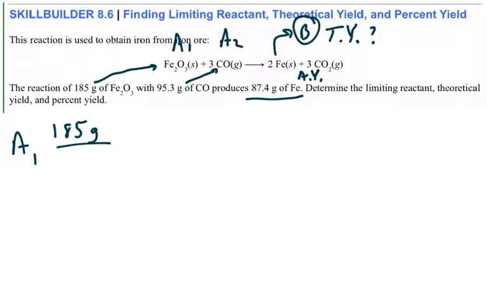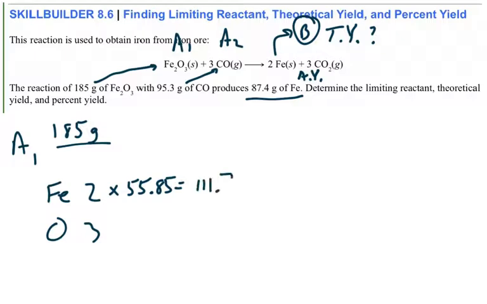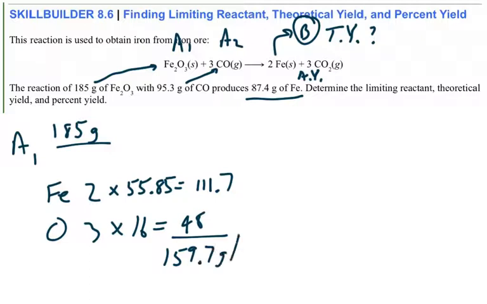So we need to find the molar mass of Fe2O3. I'll do it down here. There are 2 irons, 3 oxygens. Iron is 55.85. Multiply that by 2, you get 111.7. Oxygen is 16. Multiply by 3, you get 48. Add that up and you get 159.7 grams per mole.